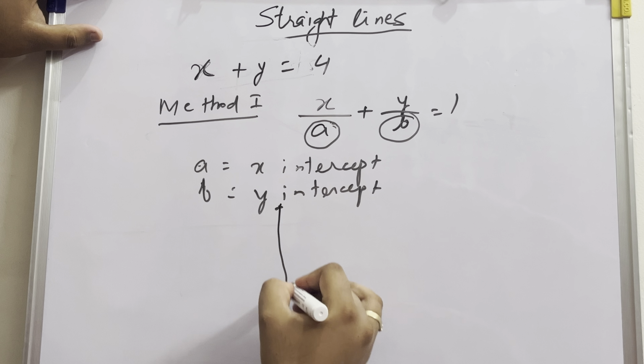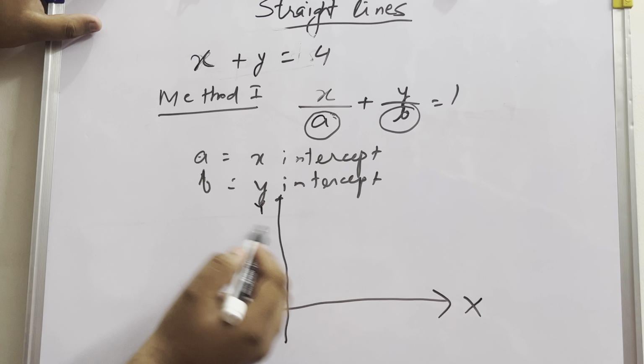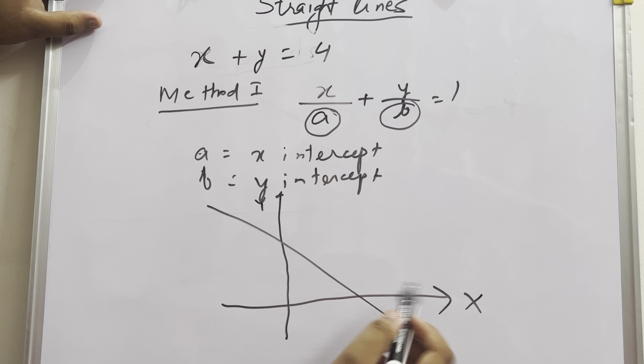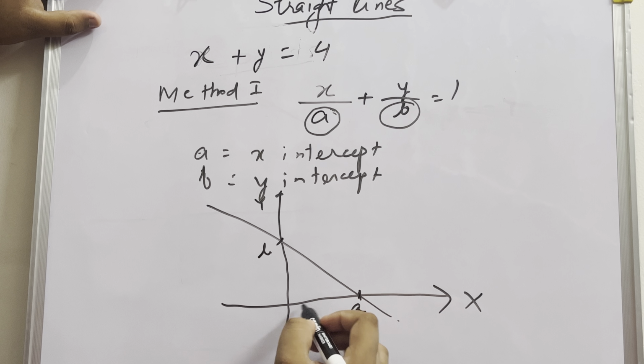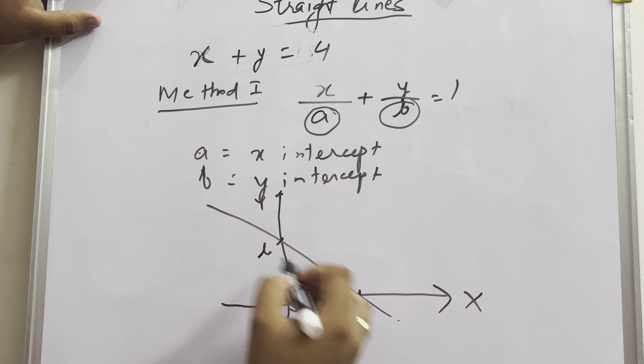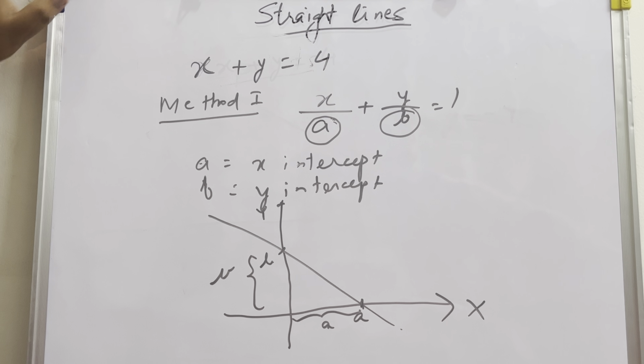Very simple, just see this over here. So this is the x-axis, this is the y-axis, this is the straight line. I told you it cuts the x-axis over here, so this is a and this is b, and this distance is a and this distance is b. So this is one form of straight line.